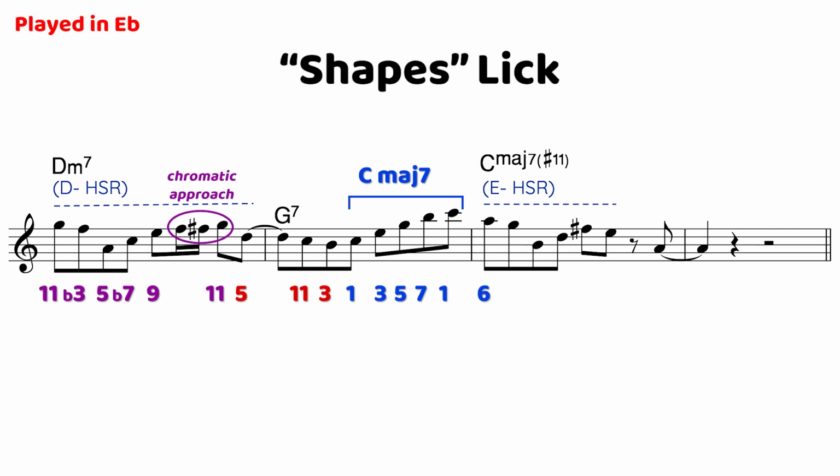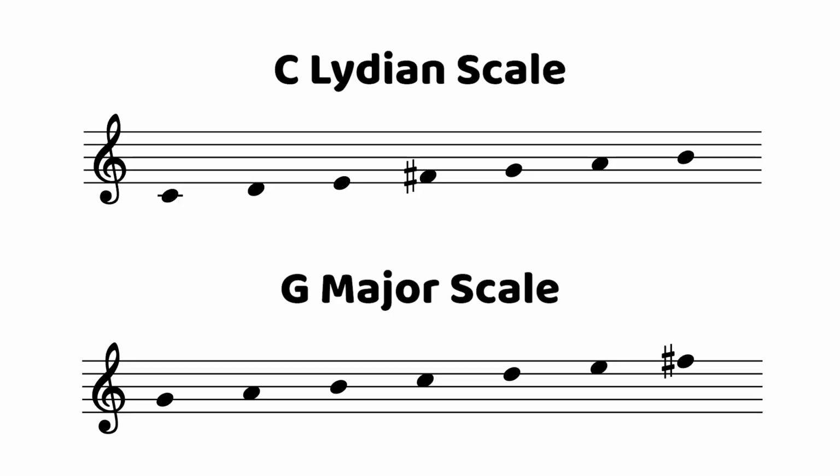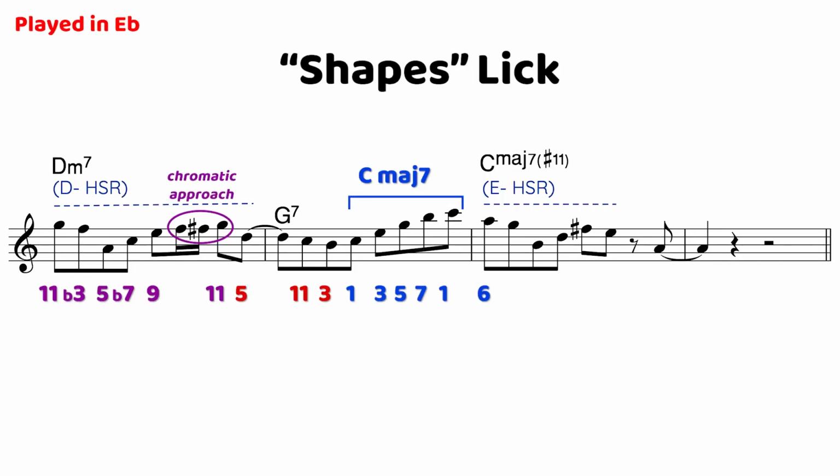So how I chose this shape is, first I have to look at the parent scale. The C major 7 sharp 11 comes from the mode of C Lydian, and the parent major scale of C Lydian is G major. So using that knowledge, I took this common shape and played it in G major over this chord.